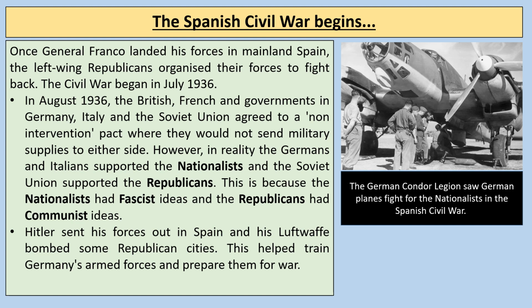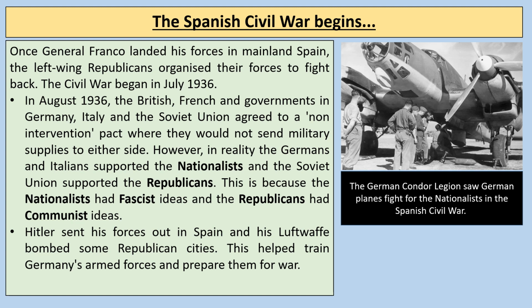Now, in August 1936, the British, French and governments in Germany, Italy and the Soviet Union agreed to what was called a non-intervention pact, where they all agreed to not send any military supplies to either side. However, in reality, the Germans and Italians did support the nationalists and the Soviet Union supported the Republicans. That's because the nationalists had fascist ideas and the Republicans had, as we've seen with some of their ideas about nationalising farms, some communist ideas.